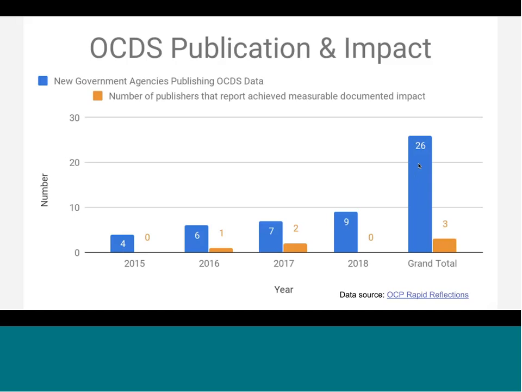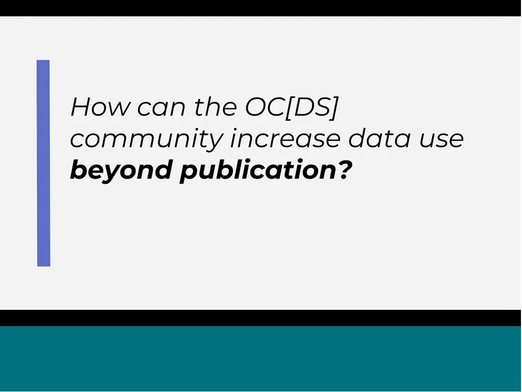When we compare that to publishers who are reporting achieved measurable documented impact, we can see that is not the case. Obviously, we are not expecting impact to be as much as data publication, but we can only see in 2016 there is 1 reported case of impact, and then 2 in 2017, and then in 2018 there's none. So we need to do more to encourage data use. And that is what leads to this conversation about how can we, as the open contracting or OCDS community, think about how we can increase data use beyond publication.